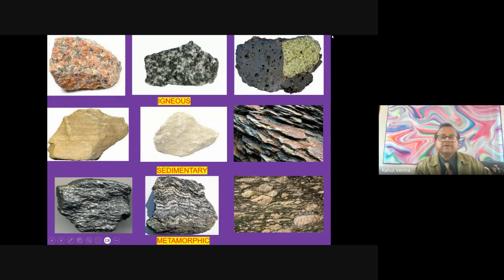Now here are some examples of the rocks. This is a granite, this is gabbro, and this is basalt. These are igneous rocks. These two are formed under great depth. That's why they are very coarse grained, because they get enough time to cool. And this one is fine grained.